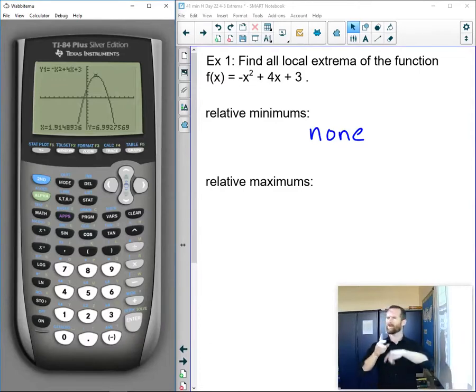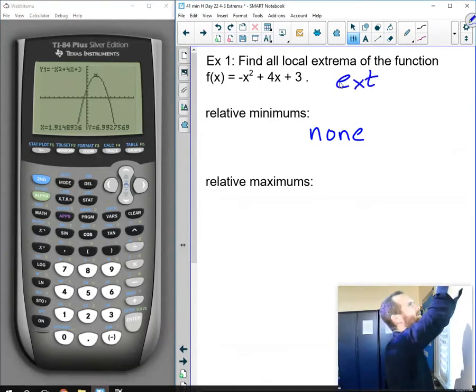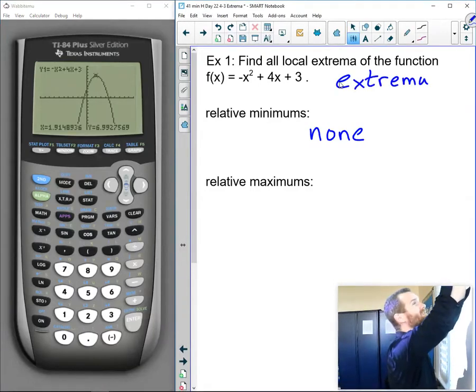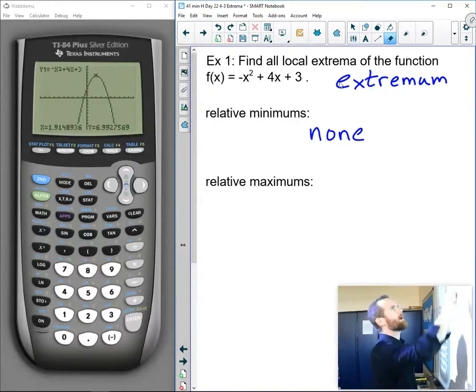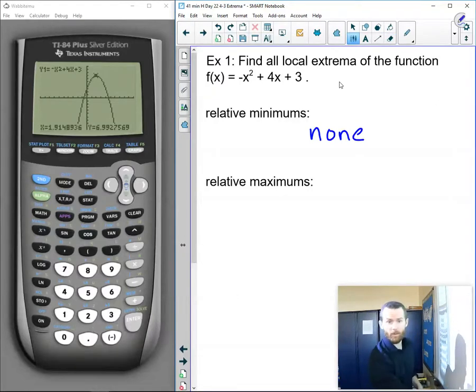So I forgot to talk about this earlier. Extrema is plural, that means more than one. If we're ever talking about just one extrema, then we would say it's an extremum. So let me write that out, just so you can see that, extremum. That's not super critical to know. A lot of people just use the word extrema. But if I ever say extremum, just know I'm talking about one of them. Okay, that was a little tangent we went on there.